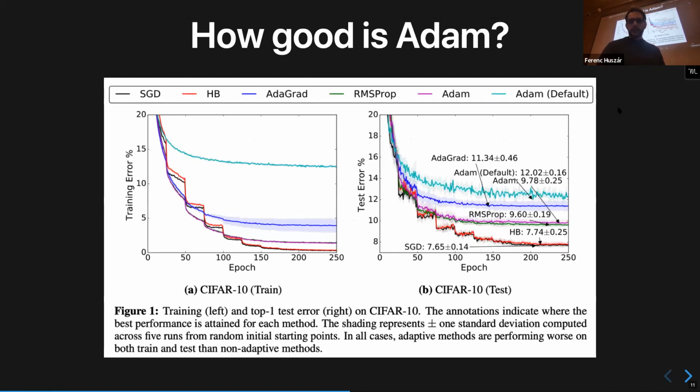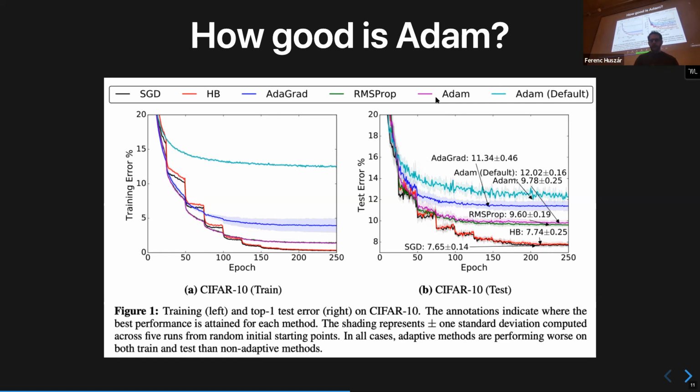Here are the main findings from this paper. The different colors show different optimization methods. SGD is the most vanilla version of SGD. HB is heavy ball; I'm not going to talk about that. Adagrad is adaptive gradients, so it's roughly a version of Adam without the momentum term. RMSprop similarly. And then we have two versions of Adam here: the default parametrization that just comes out of the box, and one that has been tuned to this problem specifically.